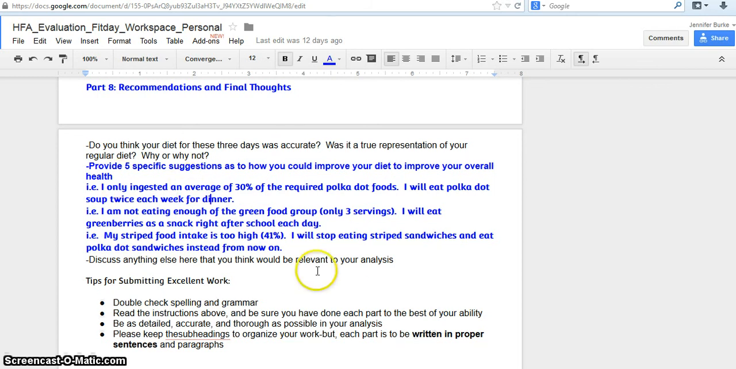You're going to use the numbers from Fitday, the numbers that are in your screenshots above. You're going to give me those numbers here, and you're going to tell me exactly how you're going to fix them. If you're going to do something like decrease your grams of fat, then you need to tell me what you're going to replace that with. And that's the third example here. My striped food intake is too high. Obviously, that's make-believe. I will stop eating striped sandwiches and eat polka dot sandwiches, since apparently those are a better choice, instead from now on.